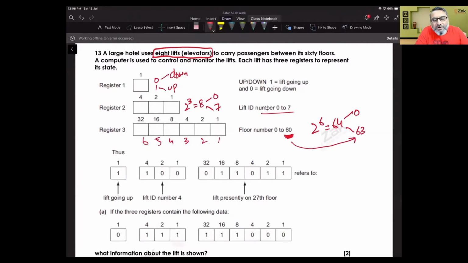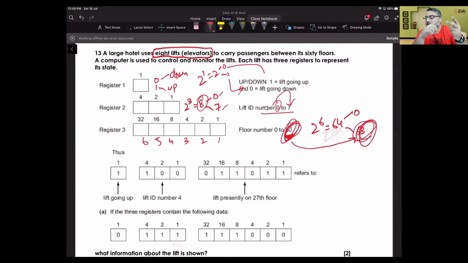So there might be a question that asks what could be the error that may appear. Over here, you have just 1 bit. So this is 0 to 1, and both 0 and 1 are being used. Over here, you have 8, 0 to 7, and they all are being used. But over here, you have 60, but you have a limitation of 63. So if the question asks what is the error, error cannot appear in register 1, error cannot appear in register 2 because all of the values are being used.